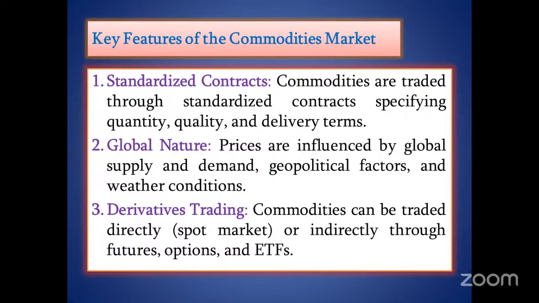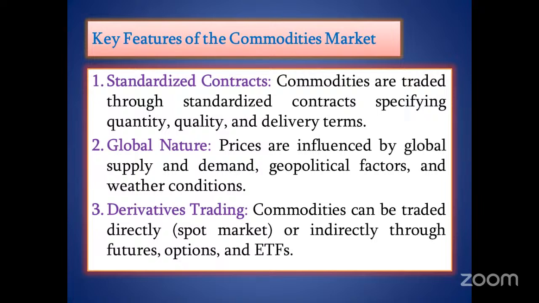What are the key features? Standardized contracts, global nature, and derivatives trading. Standardized contracts: commodities are traded through standardized contracts with specific quantity, quality, and delivery terms. So these are the parameters to consider in standardized contracts in the commodities market.